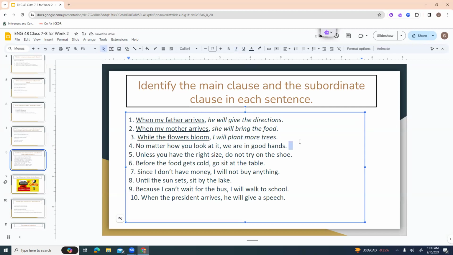Number 4, no matter how you look at it, we are in good hands. Okay. What part there is your subordinate clause? Haha, you're beginning to see the pattern. Sure, exactly. Right there at the beginning, no matter how you look at it. Now, I just noticed I'm so used to the pattern, I actually did them all this way. Very bad, Jill. All right, but it doesn't have to be.